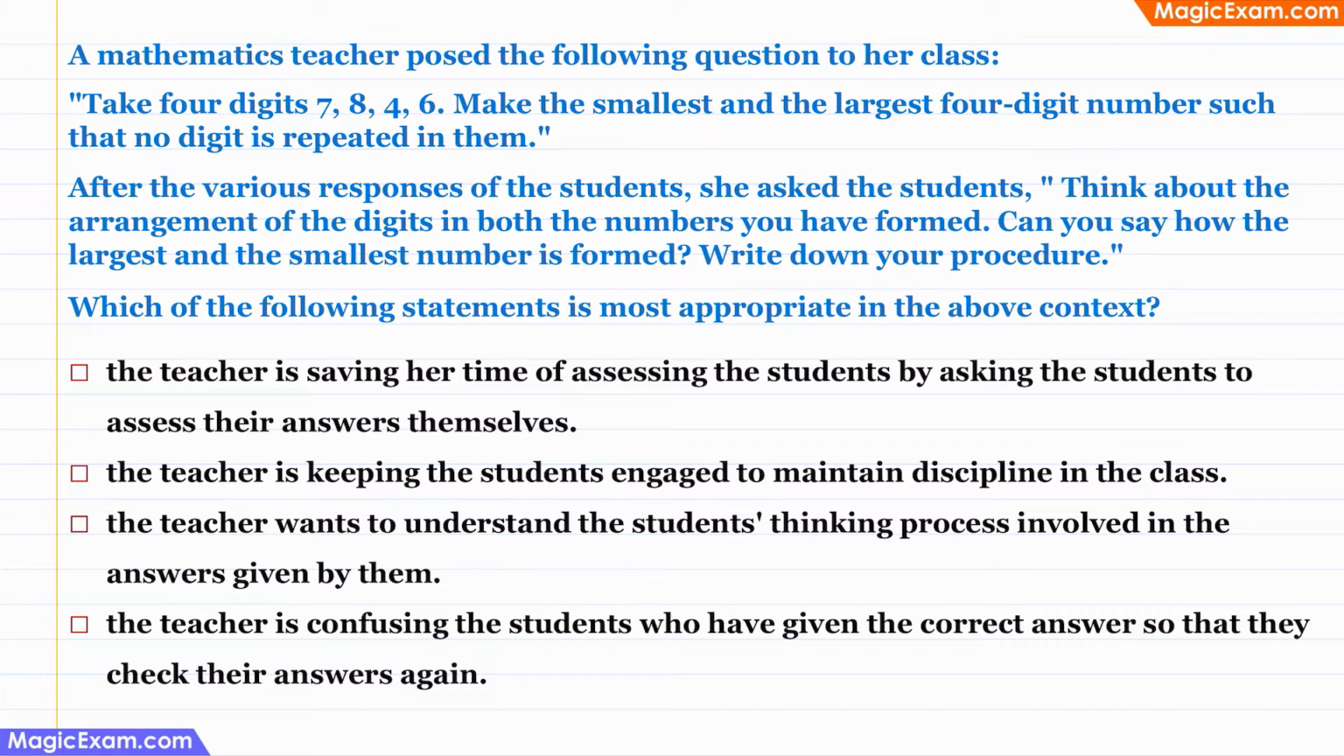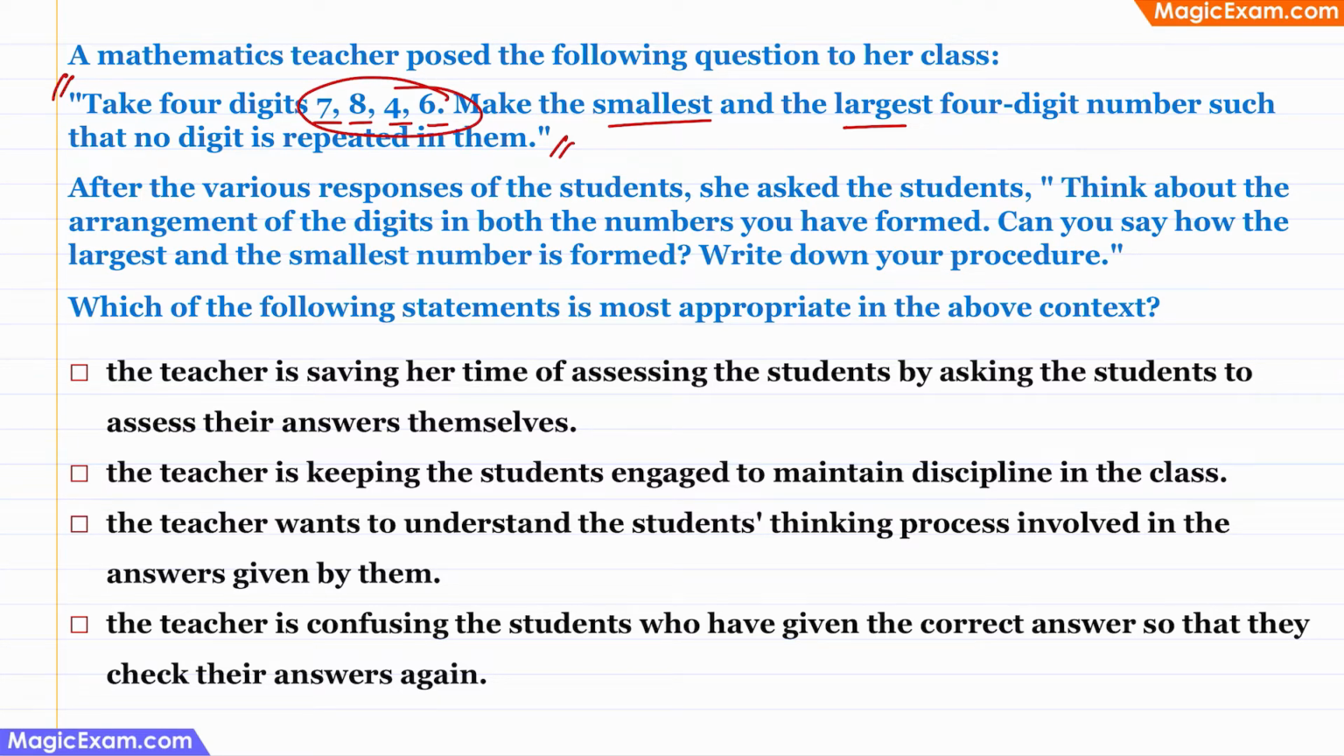A mathematics teacher posed the following question in her class. Take 4 digits 7, 8, 4, 6. Make the smallest and the largest 4-digit number such that no digit is repeated in them. So she is giving the students some activity using these 4 numbers.